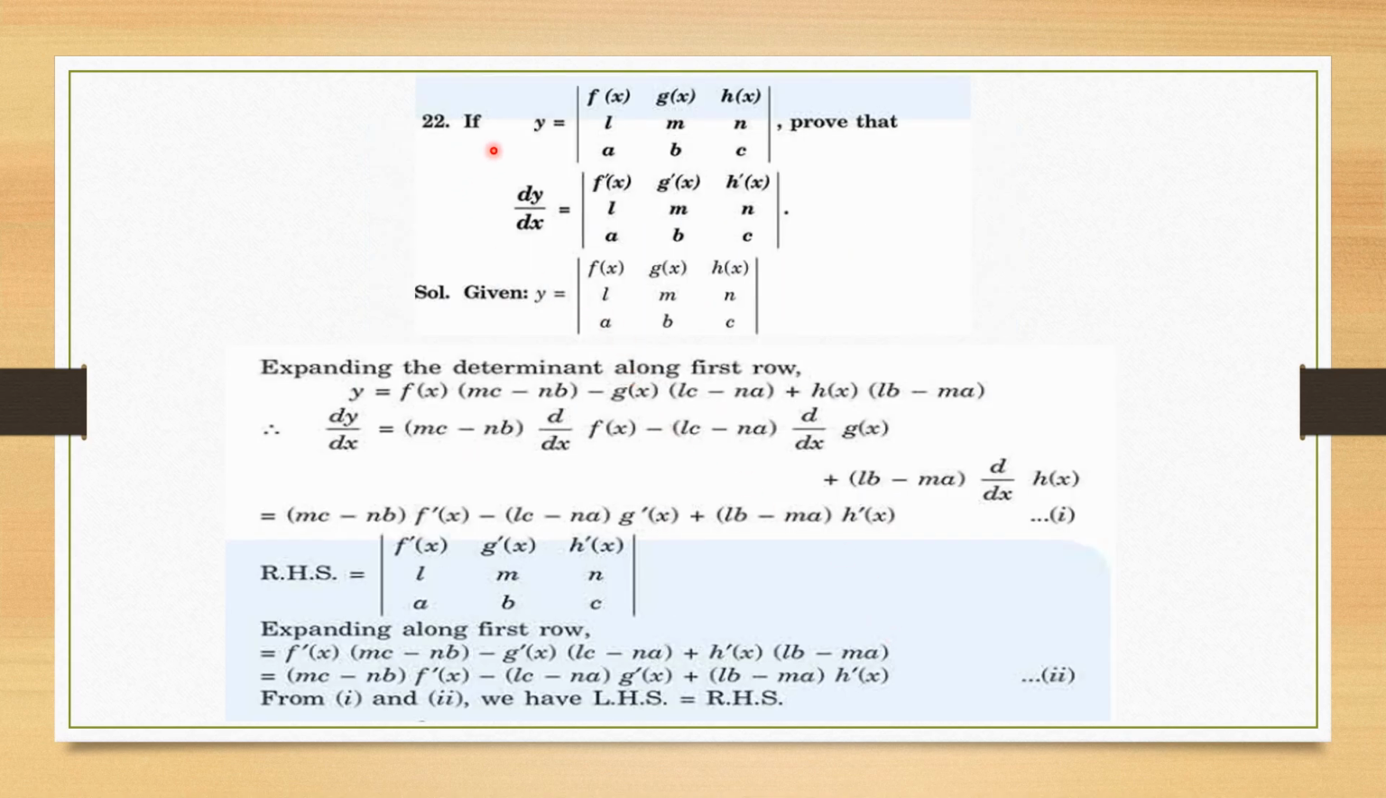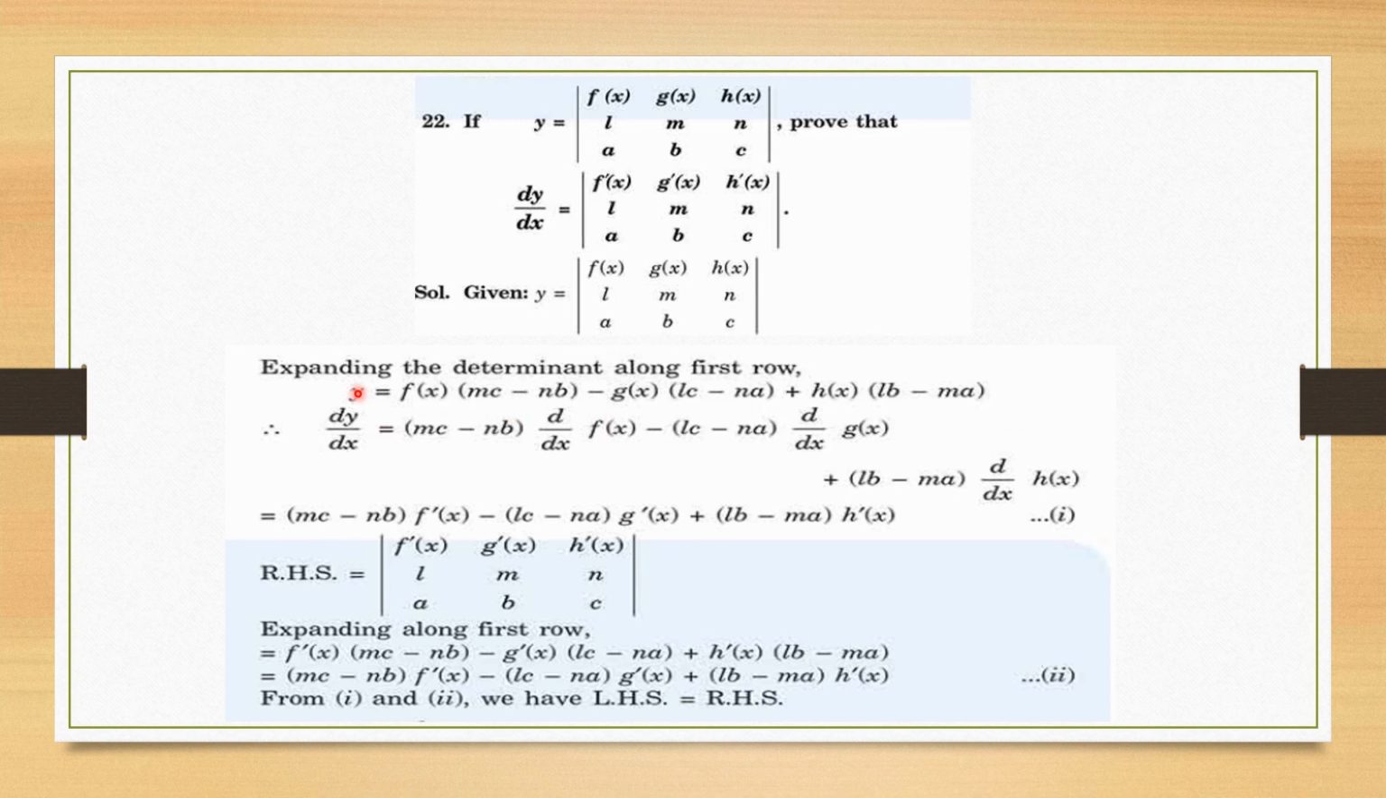Number 22 is a determinant which you need to differentiate. Now how will you differentiate the determinant? Looking at these two, you will find that just f dash x, g dash x, h dash x is there and the rest is not. So firstly you have to open this determinant. Like y is your f(x) times (mc minus bn), minus g(x) times (lc minus an), plus h(x) times (lb minus am).